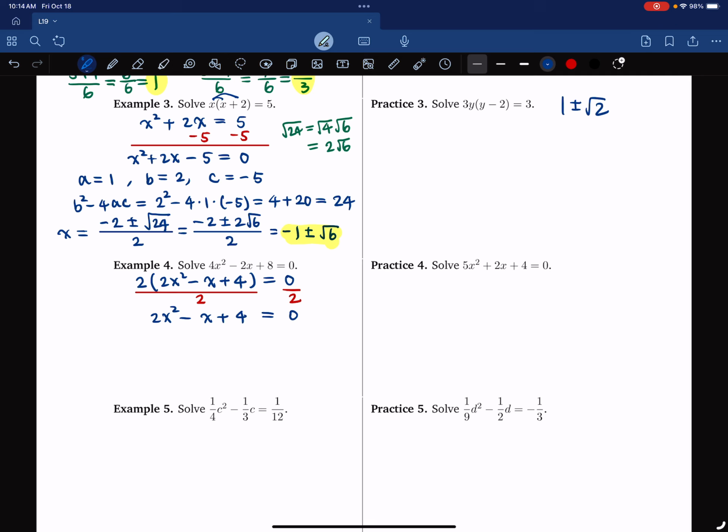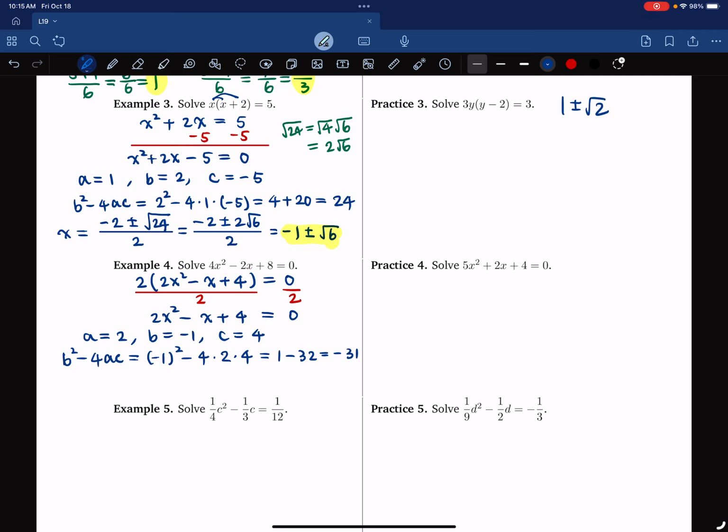Now let's write down our ABC. A is 2, B is negative 1, C is positive 4, and I'm going to calculate my B squared minus 4AC. B squared is negative 1 squared minus 4 times 2 times 4. So that's 1 minus 32, and that's negative 31. We got a negative discriminant. Based on our classification on page 1, we know that we're going to get two complex solutions.